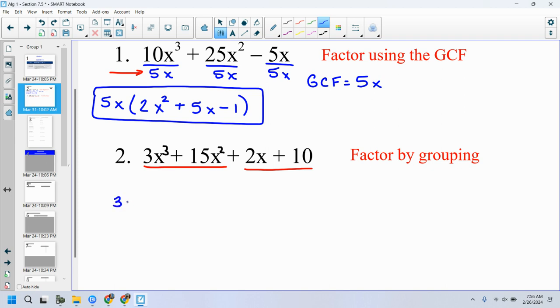3x to the second. Good. 3x to the second here and here. Oops, 3x to the second. So that's going to leave us with an x plus 5.